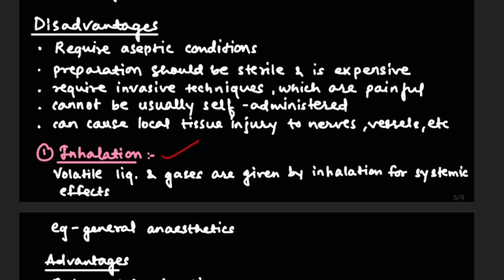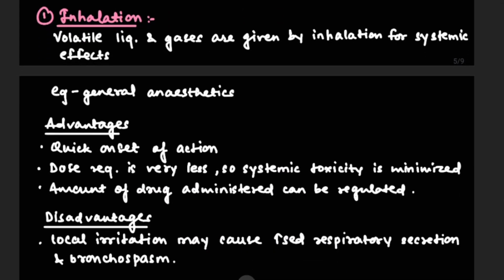First is inhalation. Volatile liquids and gases are given by inhalation for systemic effect, such as general anesthetics. Then there are some advantages: quick onset of action, and the dose required is very less, so systemic toxicity is minimized and the amount of drug administered can be regulated. And there are disadvantages also, that local irritation may cause increased respiratory secretion and it can cause bronchospasm.